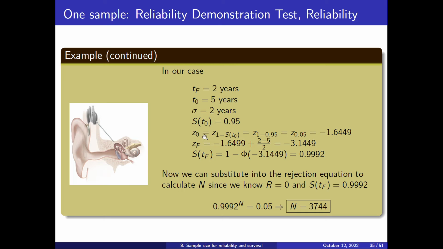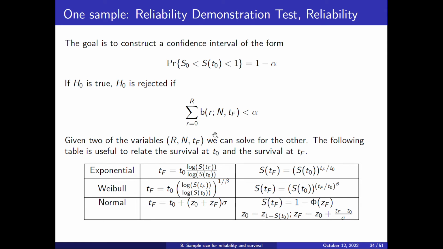C0 is the critical value of the normal distribution at which 95%, or 1 minus 0.95, of the distribution is there. So it is minus 1.64. And then CF. Okay, so CF is, let us look at here.